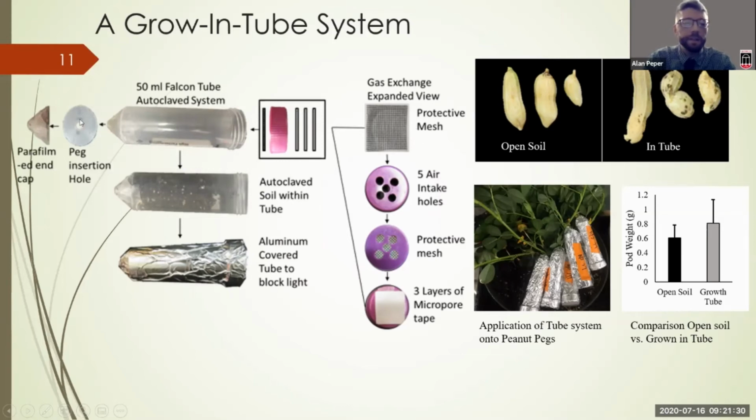There's a hole at the end, and this is where the peg is inserted at the tip of the tube, and then the peanut will grow inside. There's parafilm on the end to seal it. The whole thing is covered in aluminum foil to prevent sunlight.